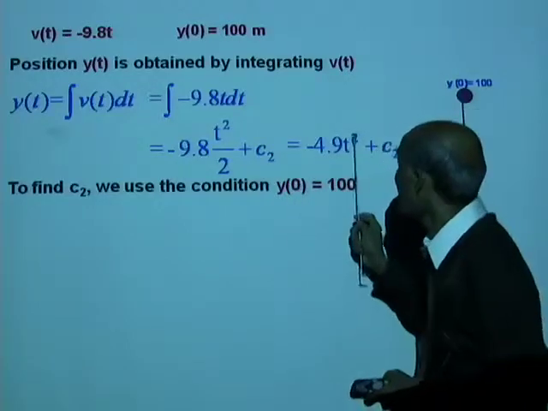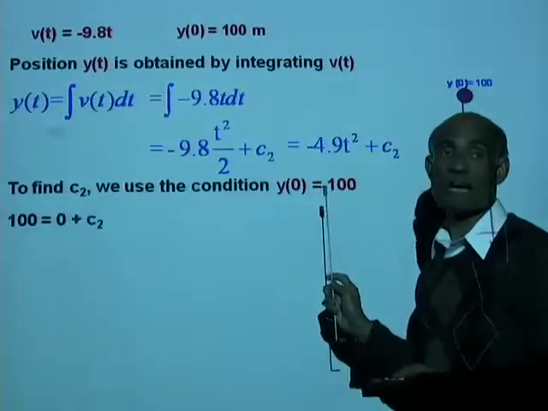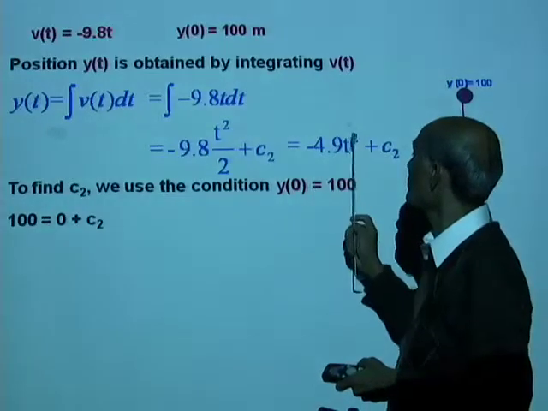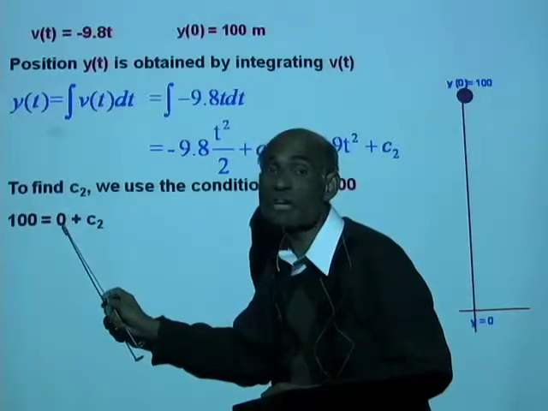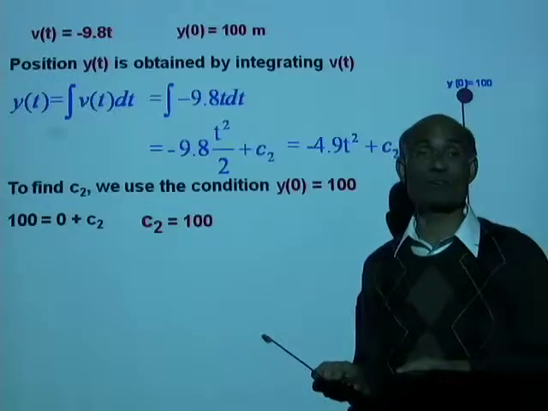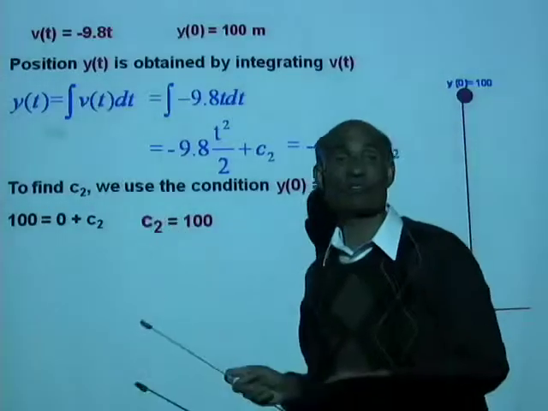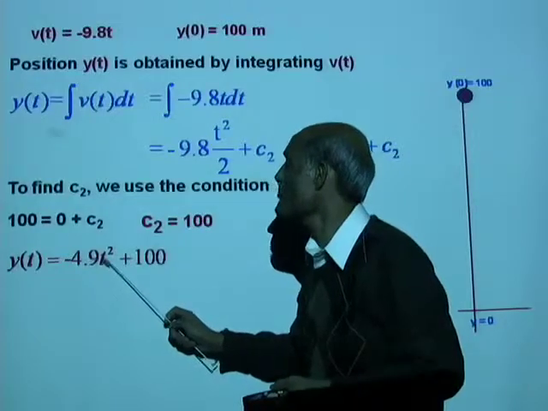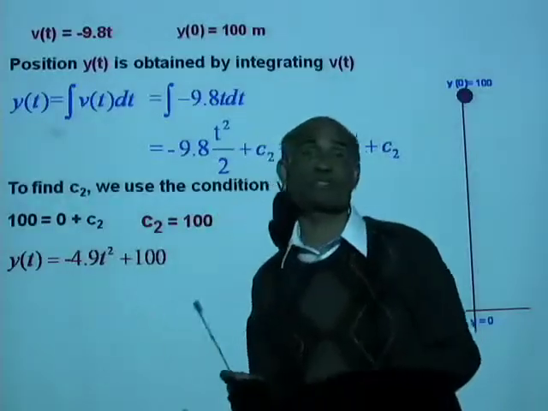And now we know that when t is 0, y is 100. Use that. We get 100 equal to 0. This becomes 0 because when you replace y by 100, you need to replace t by 0. And that gives you c2 equal to 100. Take this c2 into here, and we get the position function. So we got y of t is negative 4.9 t squared plus 100. This is the position function.